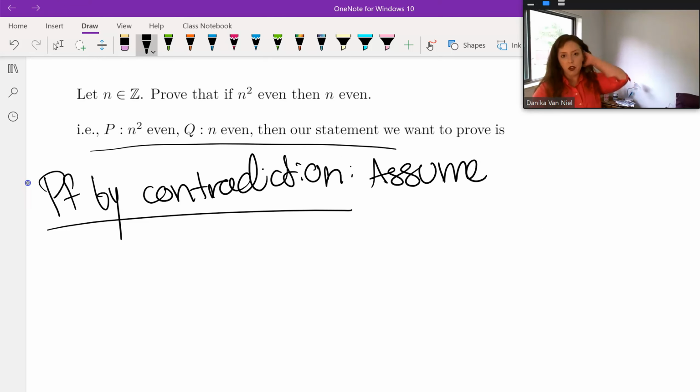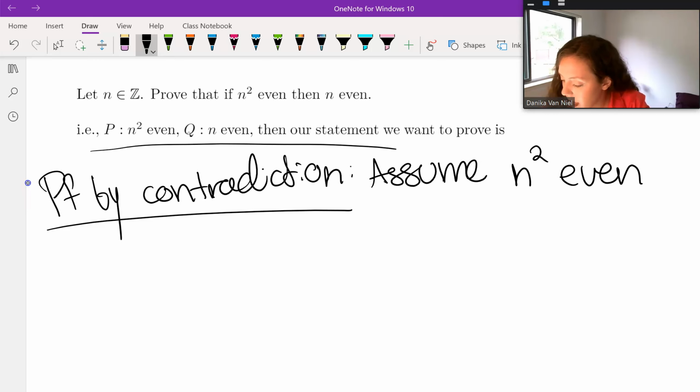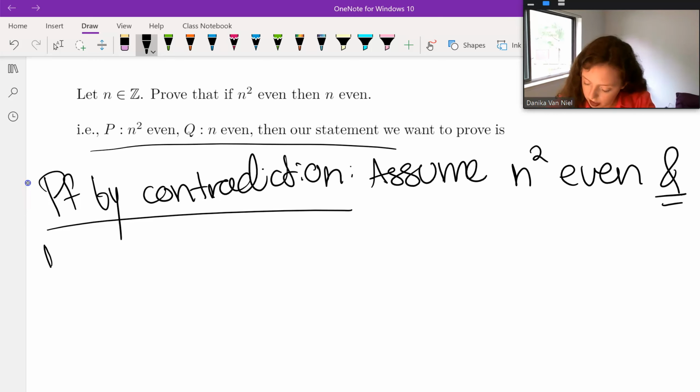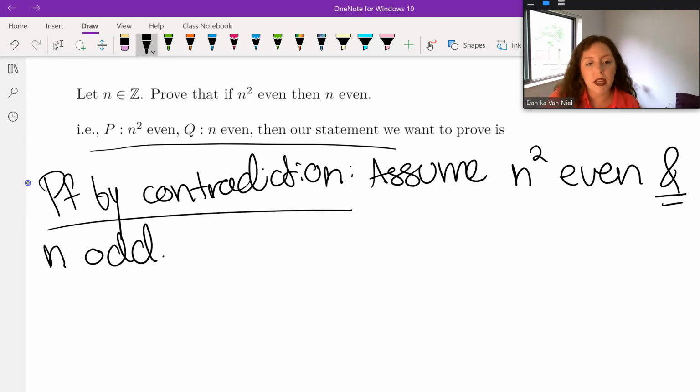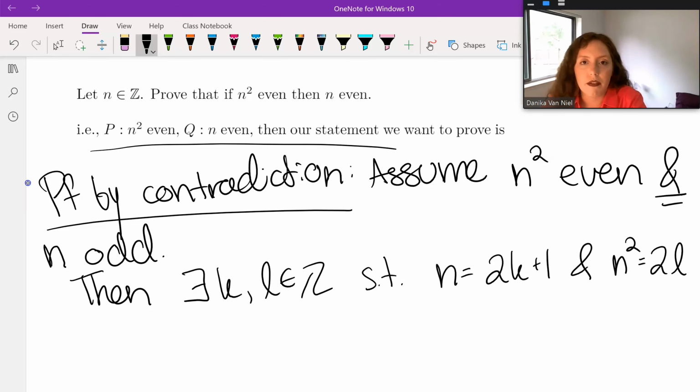So what are we assuming? We're assuming the if part is true and the then part is false. So we're assuming n squared even and n odd. Now I'm just going to start talking about definitions. For me, that's always the best way to go, and that's the advice that I give. You're not always going to write things that you're going to use later. Not every single thing necessarily will be used later, but it is helpful. So this is the definition of being even and odd. So let's see.